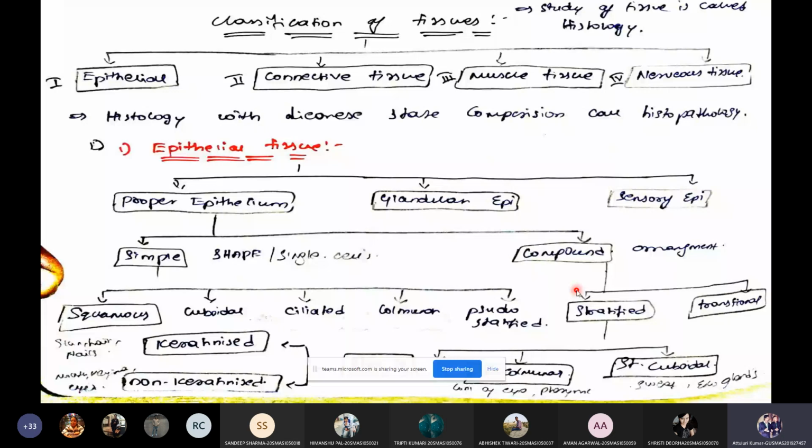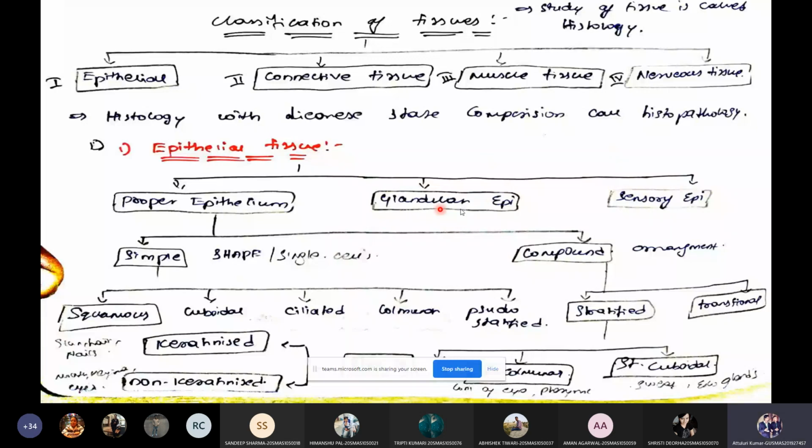Coming to the point, kindly write down this classification while I'm teaching. Coming to the epithelial tissue, students, as I said, epithelial tissue is present on the outer surface of membranes. Now, this epithelial tissue is broadly classified into 3 types. It is present in 3 different kinds of organs. Those include proper epithelium, glandular epithelium, and sensory epithelium.